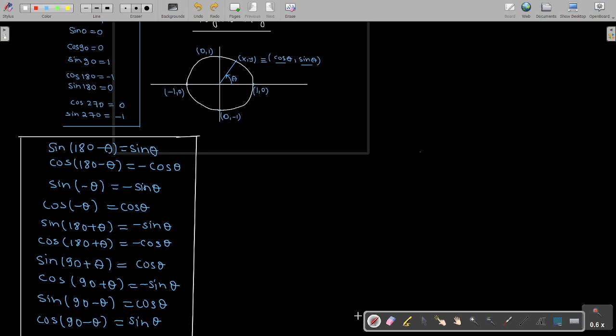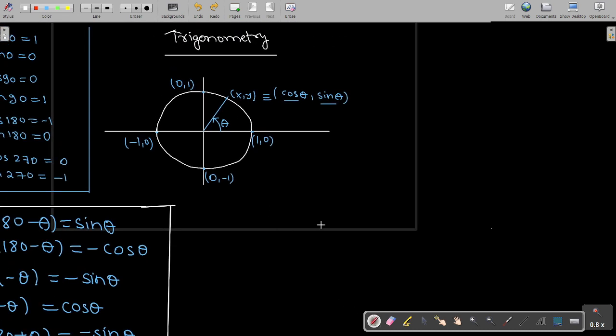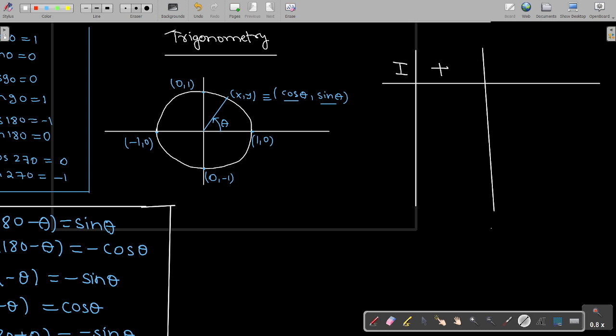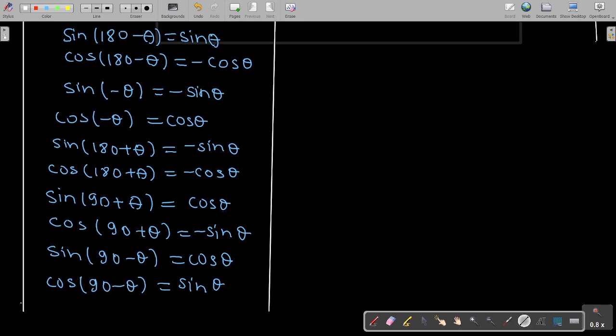Now, what you have to keep in mind is in which quadrant which trigonometric ratio is positive and which is negative. In the first quadrant, what is positive and what is negative? All are positive. Both are positive, right? Tan as well? We have not written tan in the formula, right? But is it positive? Yes, it is positive.